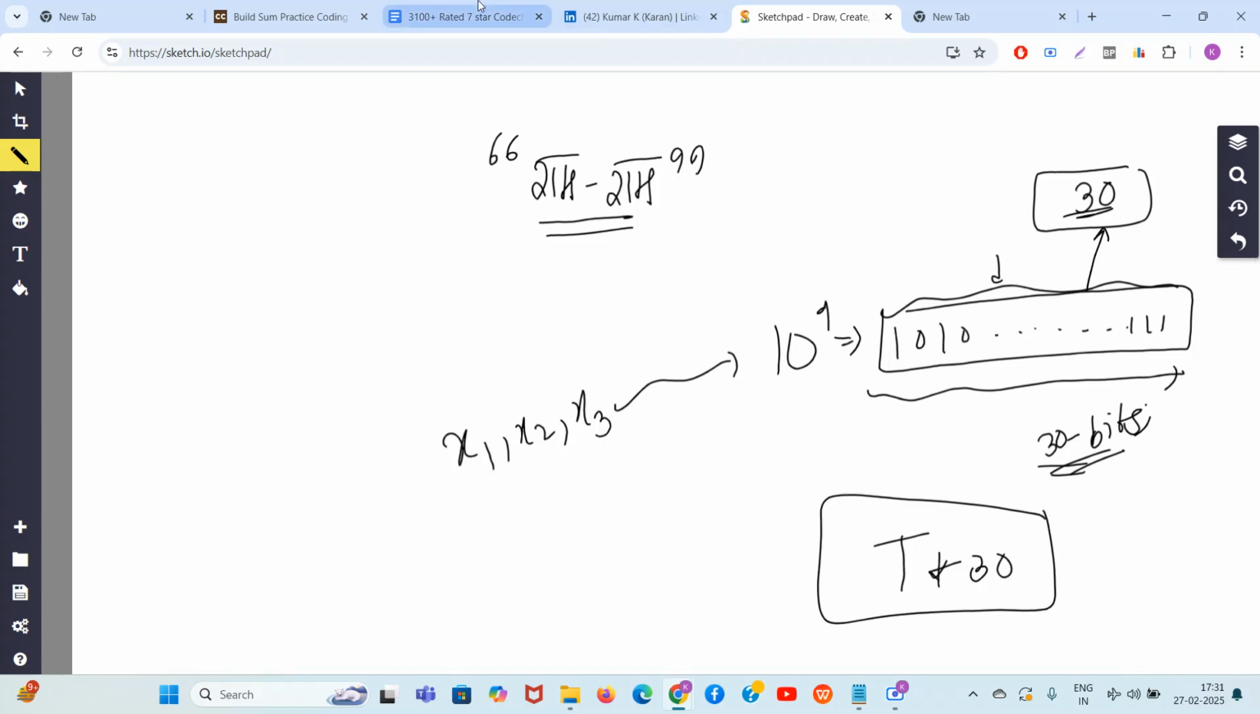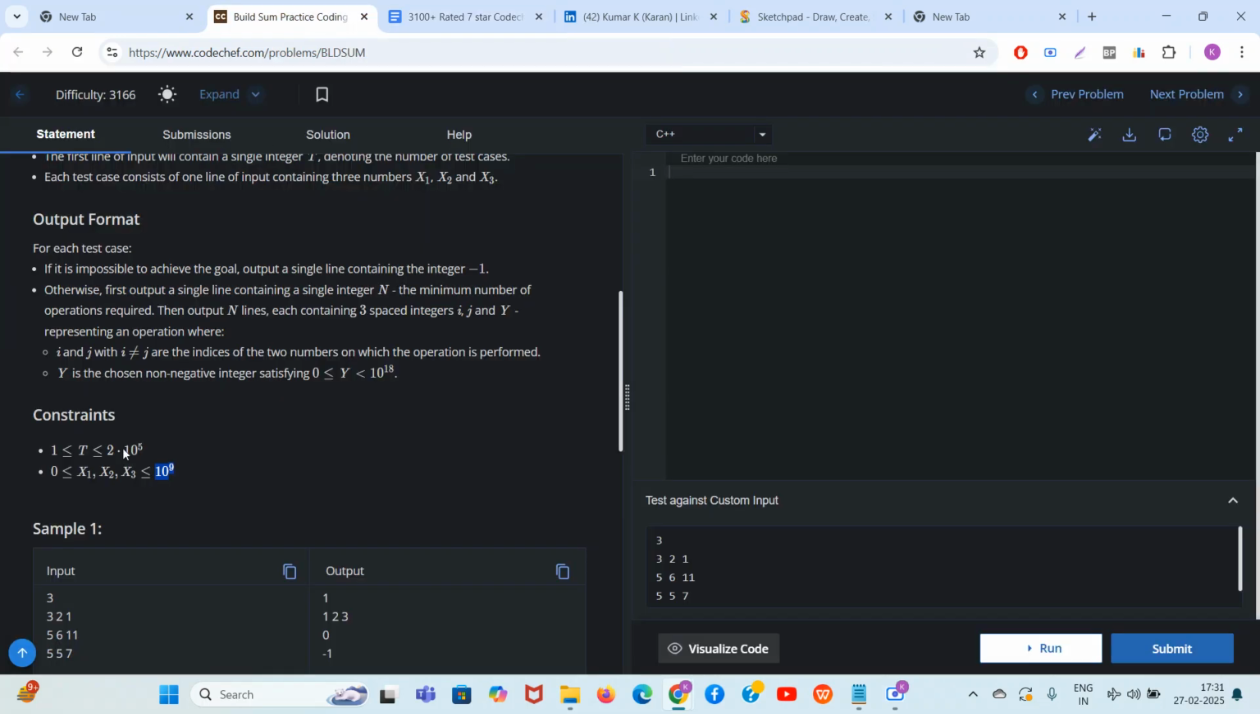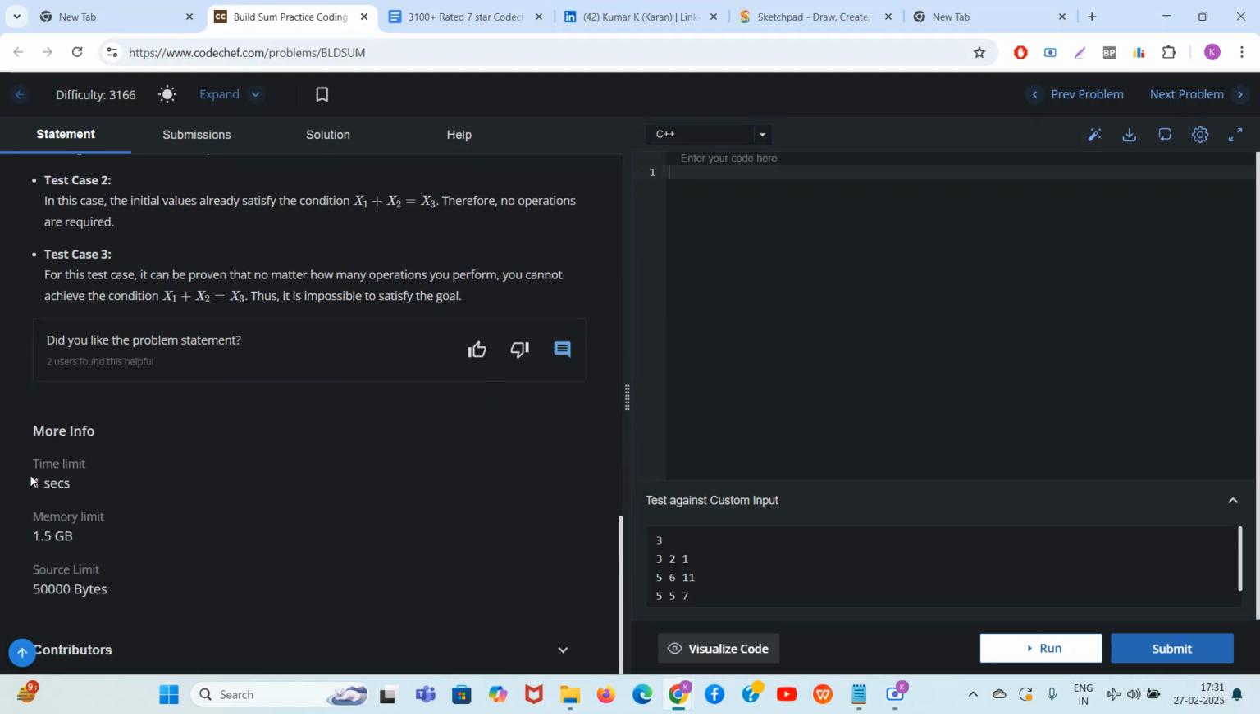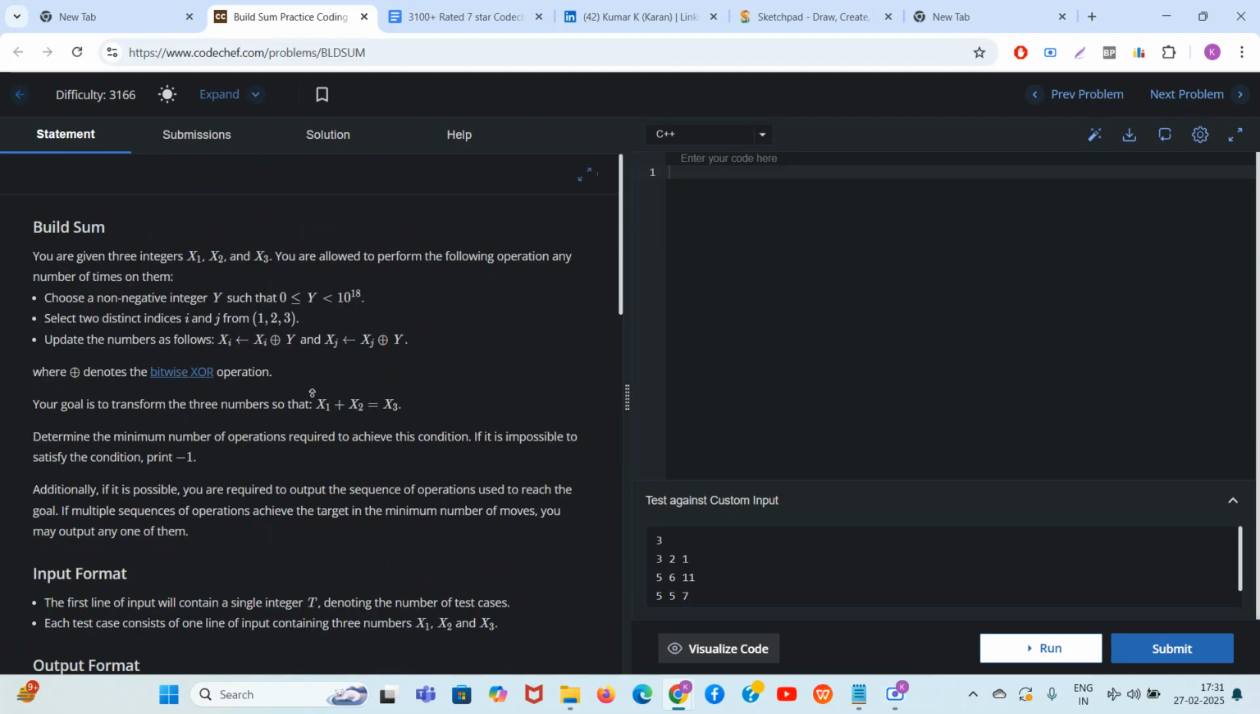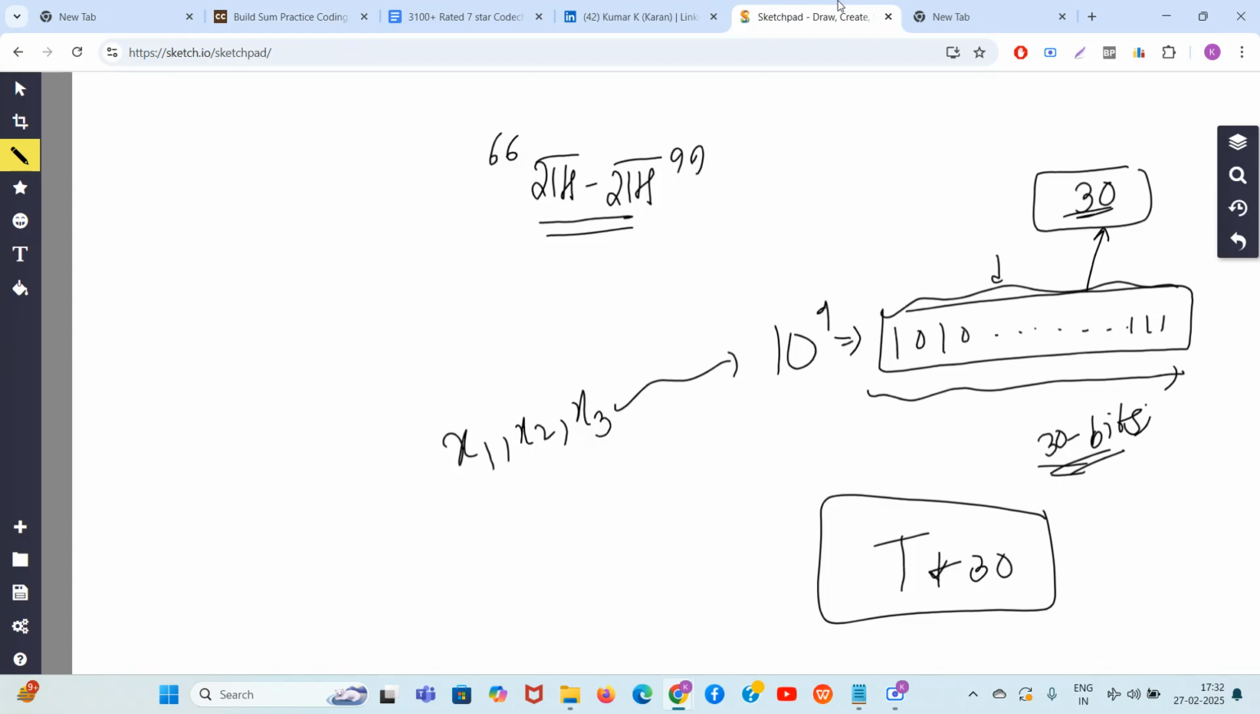How many test cases are there? You can see 2 into 10 raised to 5. So 2 into 10 raised to 5 into 30, which is 60 into 10 raised to 5, which is less than 10 raised to 8. So it will be able to solve the question in less than 1 second. Okay, less than or equal to 1 second, whatever you want to say.